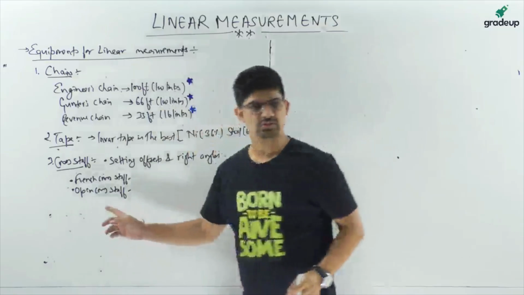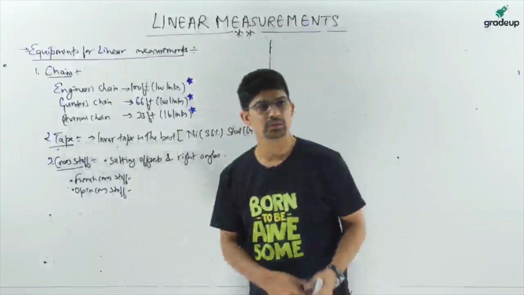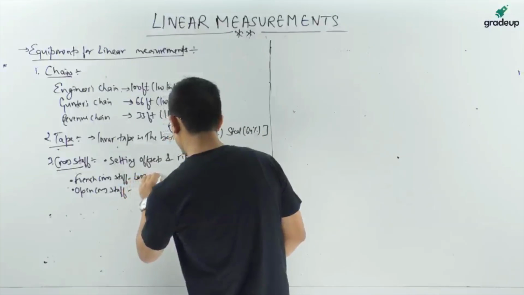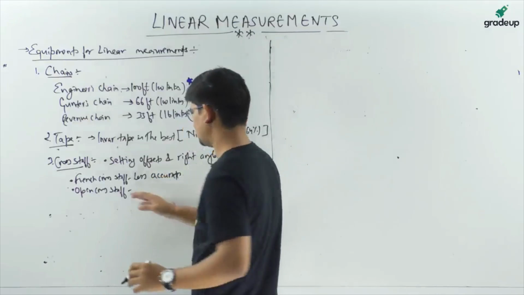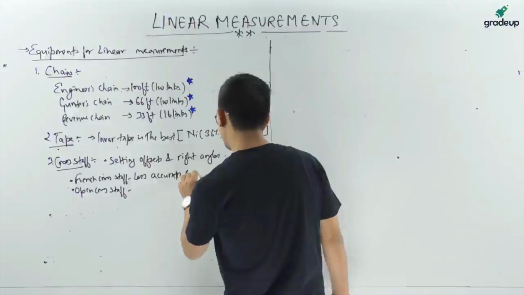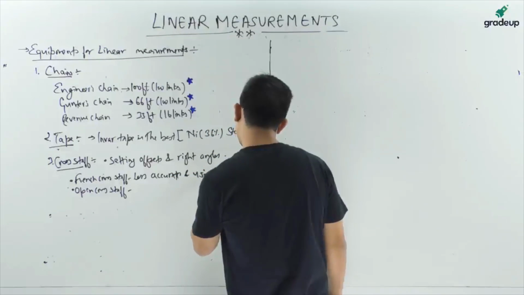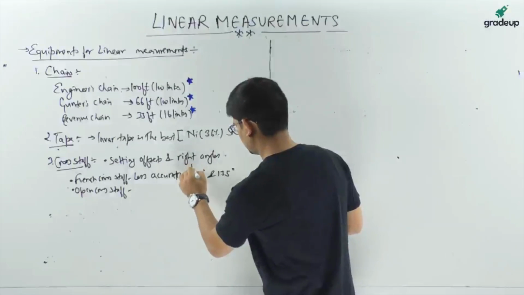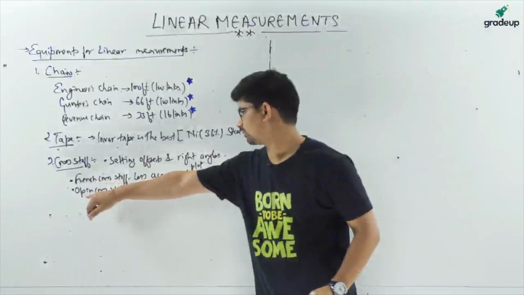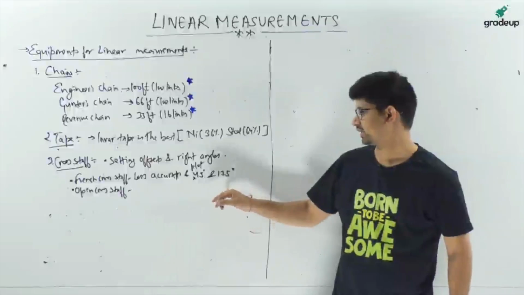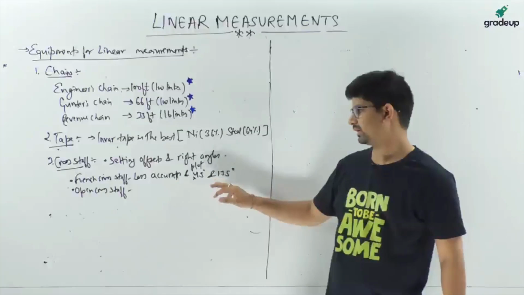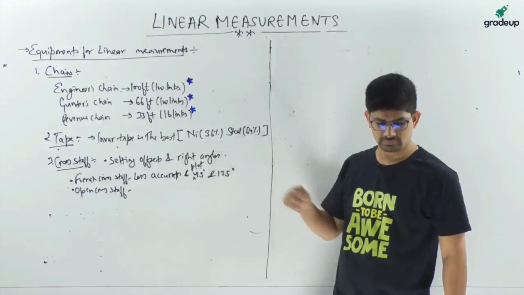Okay. So French cross staff and open cross staff. Now French cross staff is less accurate than open cross staff. But what is the advantage? You can plot 45 degree and 135 degree angles with French cross staff, but with open cross staff you cannot plot these angles. You can only plot 90 degrees and 180 degrees. So French cross staff is less accurate, but the advantage is it can plot 45 degree and 135 degree.